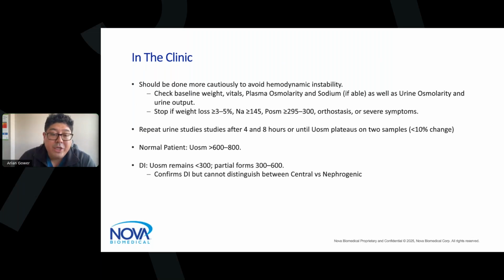Urine osmolarity is then rechecked at 4 hours and 8 hours until the urine osmolarity plateaus within 2 samples, demonstrating less than a 10% change. In a normal patient, you would expect the urine osmolarity to increase appropriately with continued fluid restriction. However, in a patient with diabetes insipidus, the urine osmoles will remain less than 300 millimoles per liter, which will often support the diagnosis of diabetes insipidus. Now, like we mentioned, although diabetes insipidus can be confirmed by this deprivation test, it does not distinguish between central or nephrogenic. Next slide.